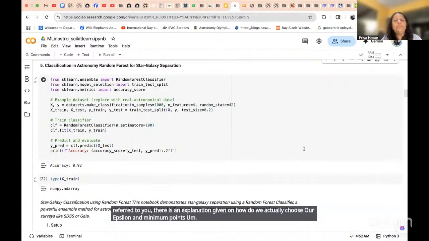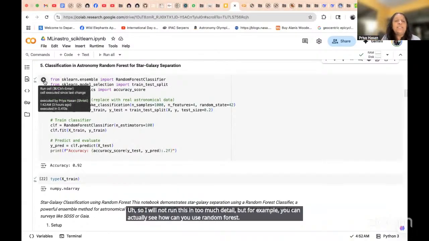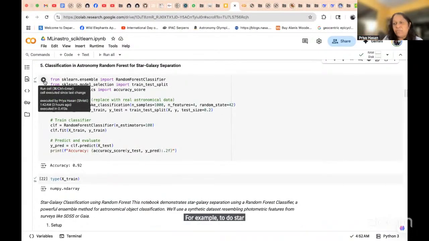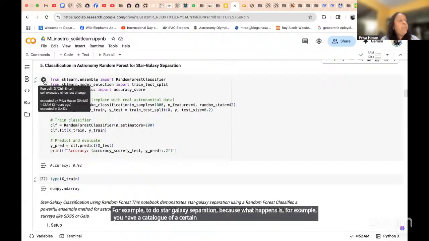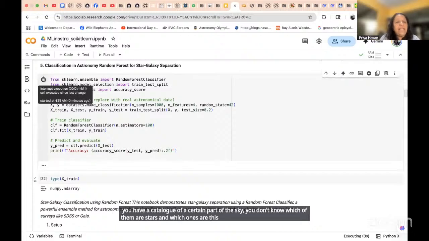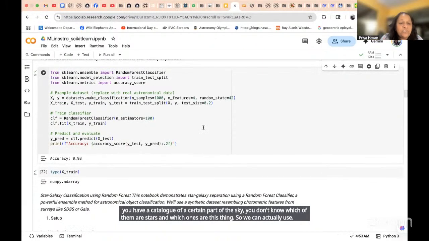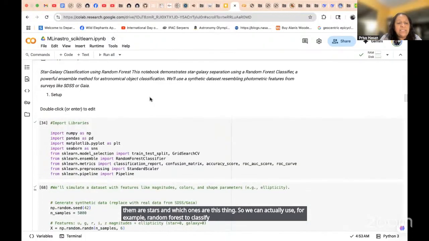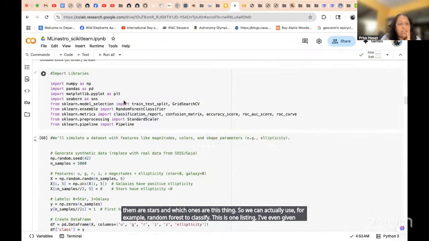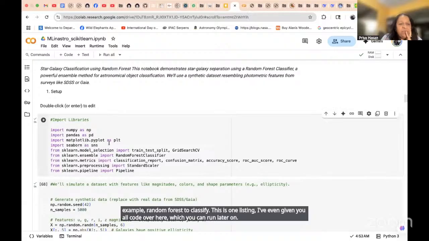You were also shown classification, right? So I will not run this in too much detail, but for example, you can actually see how you can use random forest to do star galaxy separation. Because what happens is, for example, you have a catalog of a certain part of the sky. You don't know which of them are stars and which ones are galaxies. So we can actually use, for example, random forest to classify. I've even given you all the code over here, which you can run later on.